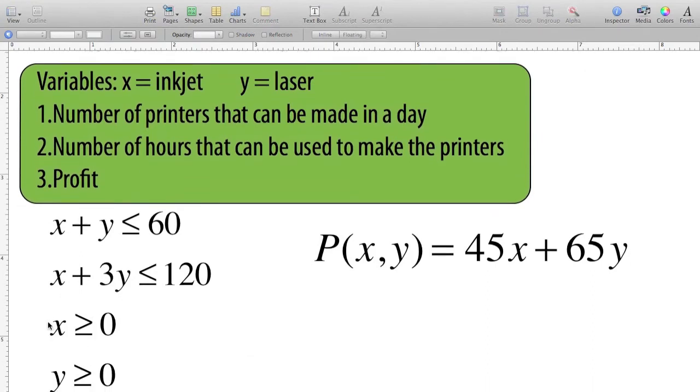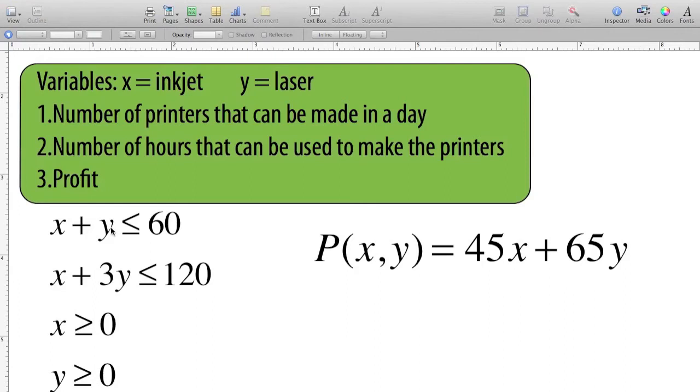You can see here that x is greater than or equal to 0, and y is also greater than or equal to 0, because these equations basically say you can't make negative printers. I can make none of them, or I can make more positive values of them, and that just makes perfect sense. What we want to do is graph each of these equations, all 4 of them.